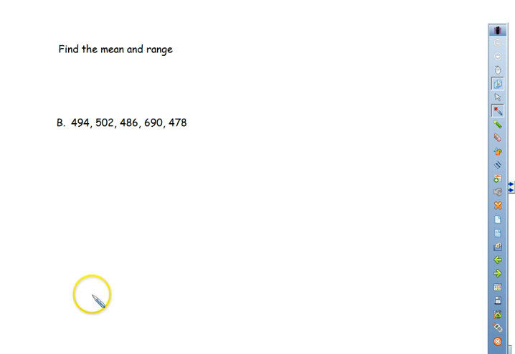Letter B, go ahead and solve this. Now we've got some little bit larger numbers, 3-digit numbers, so take your time, be careful when you add these up, very carefully. Go ahead and hit pause and solve these.